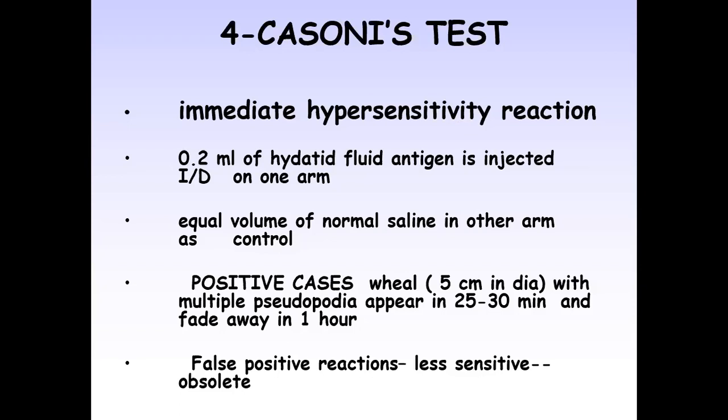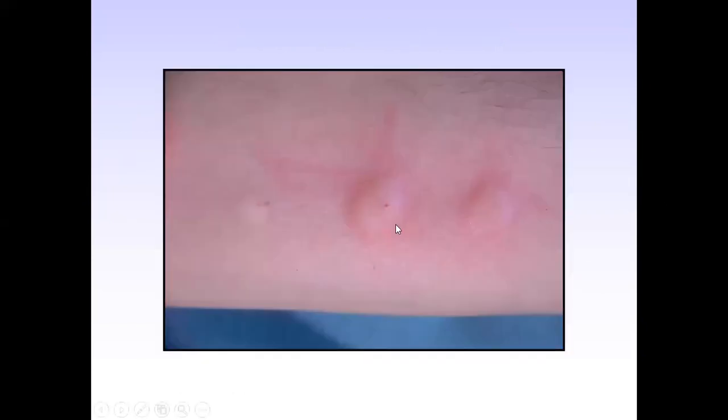And in all of these tests, we inject the antigen intradermally in one arm, and we look for the presence of redness, the presence of induration, or any other feature which would indicate a reaction at that site. So in case of echinococcus or the hydatid cyst, we inject a small amount of hydatid fluid antigen intradermally into the arm, and the positive reaction would be seen as a wheal with multiple pseudopodia, which occurs within half an hour and fades off very quickly in an hour or so. But there are a lot of false positive reactions, so this is a less sensitive test, and at present it's an obsolete test. This is the reaction which you can see on Casoni's test. It's much milder as compared to what we saw in case of tuberculin skin test.